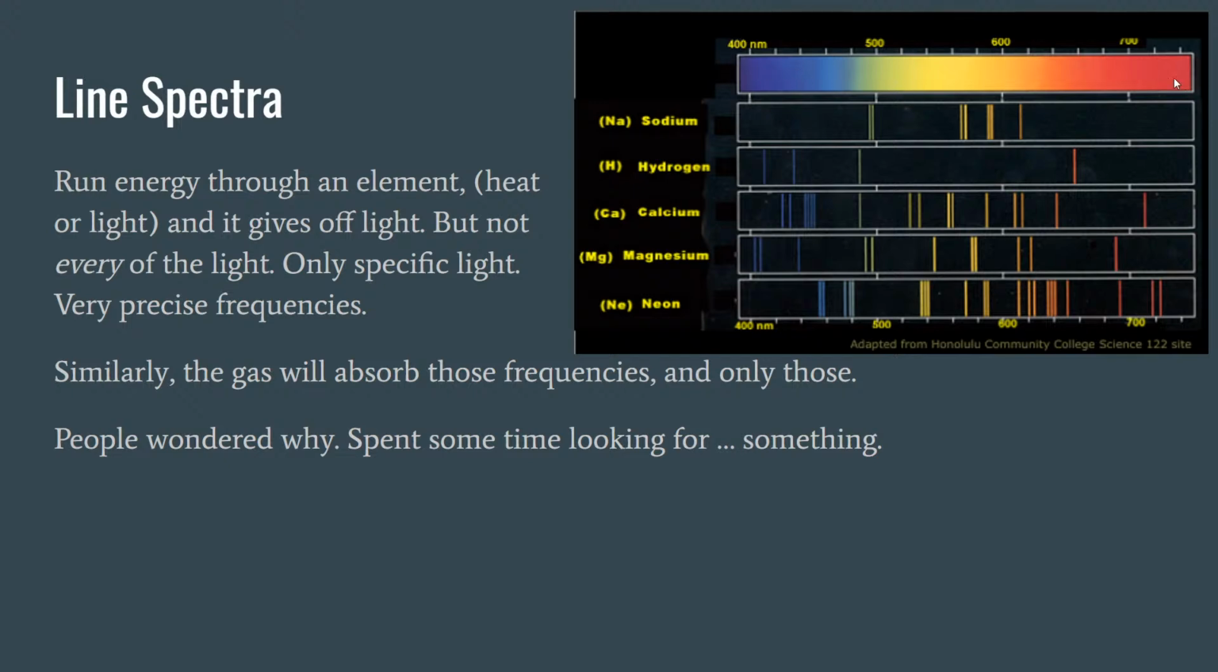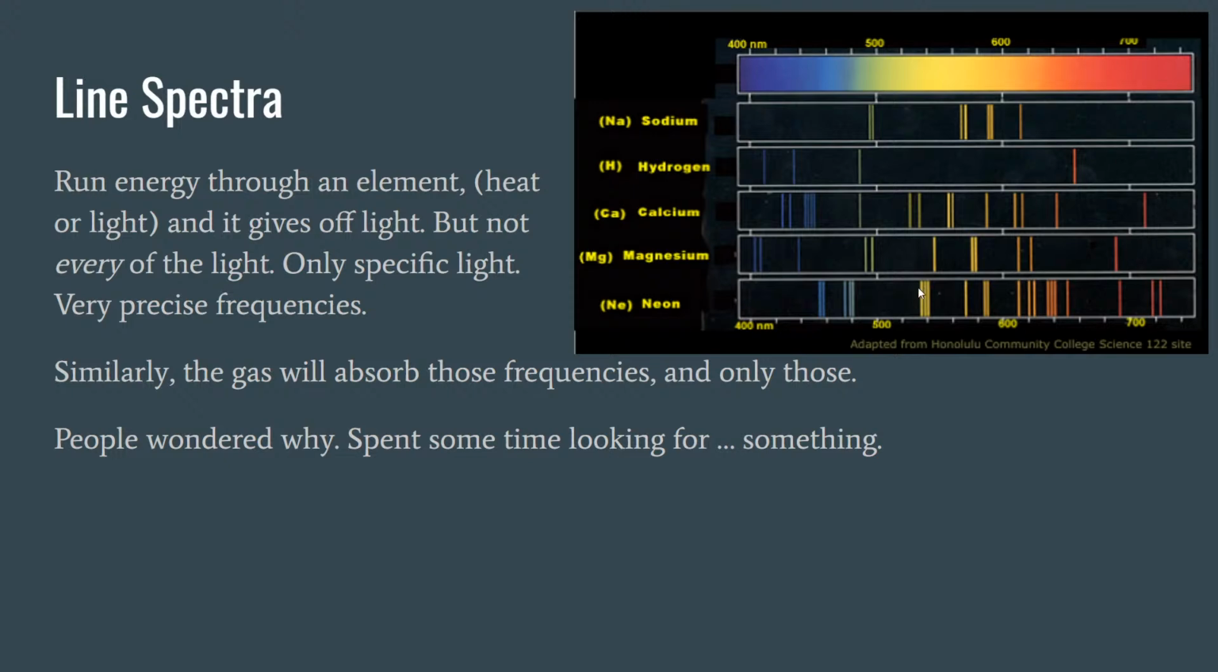Basically a continuous spectrum of all the colors of light. But when you run electricity through a pure element, you don't see that. You just see very specific lines. So with sodium, you get this line here in the orange, then a pair of lines here in sort of yellow-orange, another pair in the middle of yellow, and then another pair over here in green. For hydrogen, you get this one very specifically in red, another one in green, two more in blue.